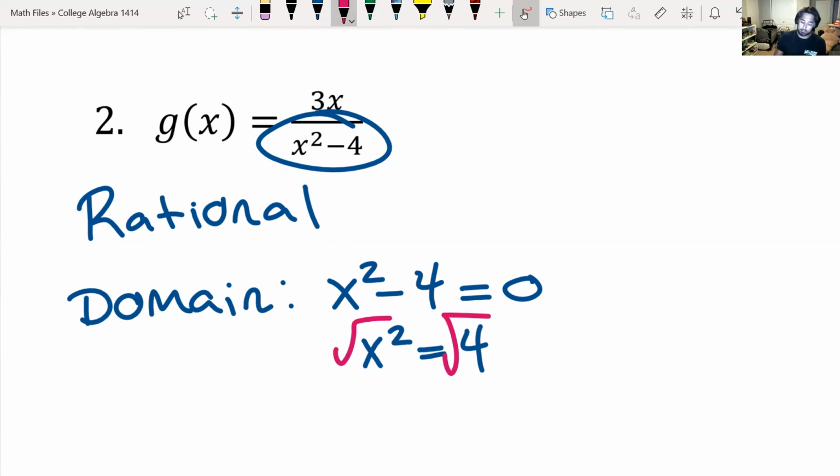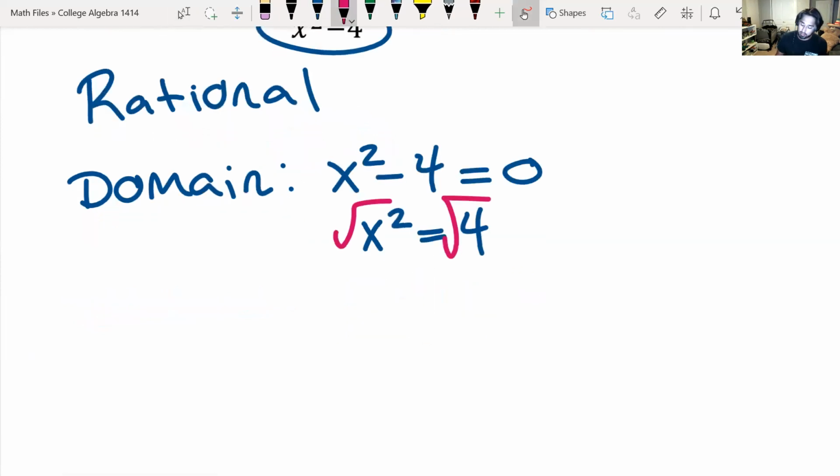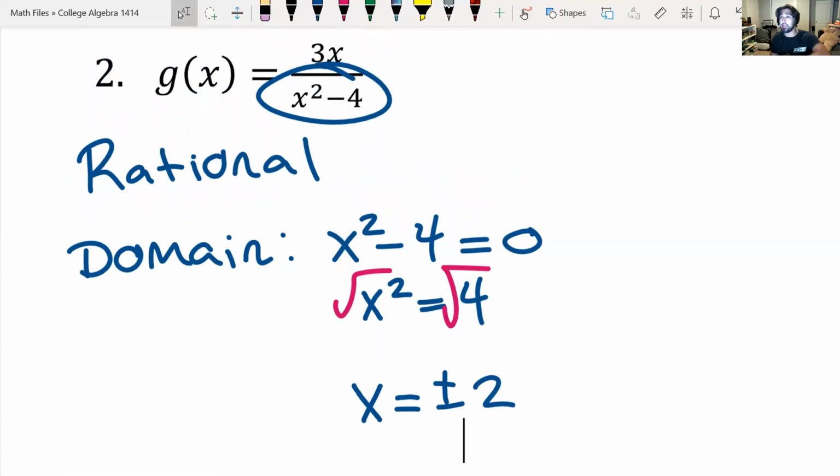Square root both sides, and we'll get x equals plus or minus 2. Do not forget it's plus or minus when you do the square root method. Okay, but the question is, can x actually be equal to these values? And that answer is no.